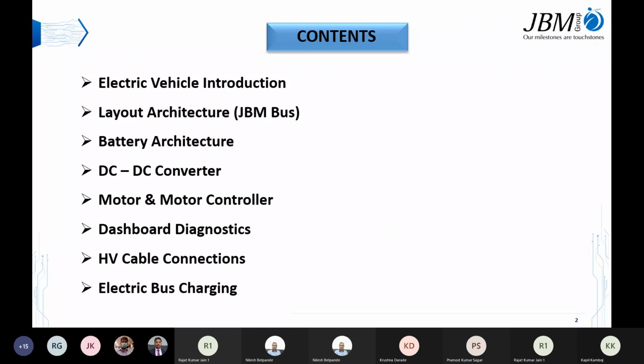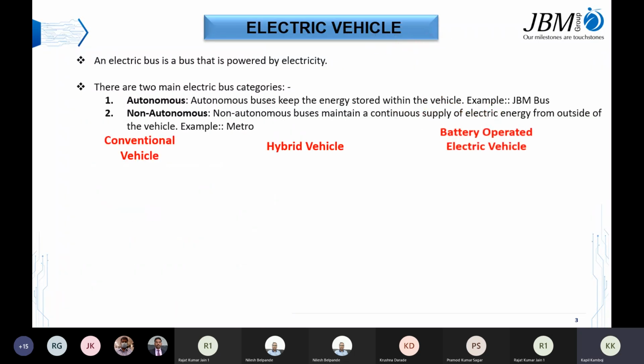So we'll start with the very basics: what is an electric bus and what are the two types of electric bus categories, autonomous and non-autonomous. Autonomous keeps the energy stored within the vehicle, like our JBM bus, and non-autonomous maintains a continuous supply of electric energy from outside the vehicle, like a metro. And there are three types of vehicle: conventional, hybrid, and battery operated electric vehicle.